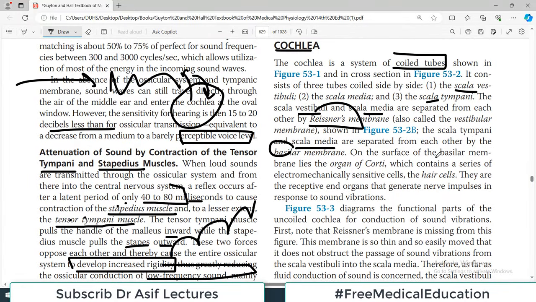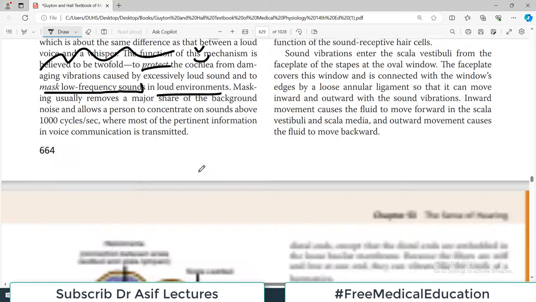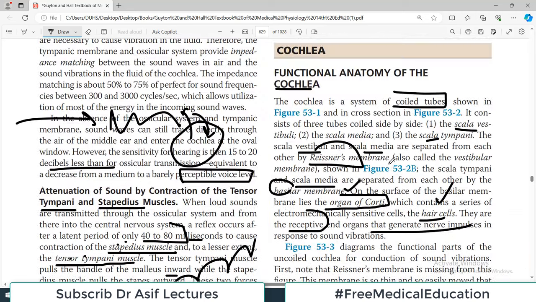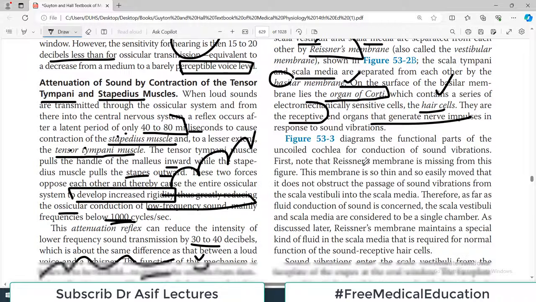Okay, the basilar membrane is very important, the reason being that the sensory organ for hearing is actually located there. So on the surface of the basilar membrane lies the organ of Corti, which contains a series of electromechanically sensitive cells, the hair cells. They are the receptive organs that generate the nerve impulse. So all the vibration that reaches the tympanic membrane through the air, and then the liquid is moving around, these are the basic receptor cells for initiation of the nerve impulse. Okay, so the organ of Corti is located on the basilar membrane.